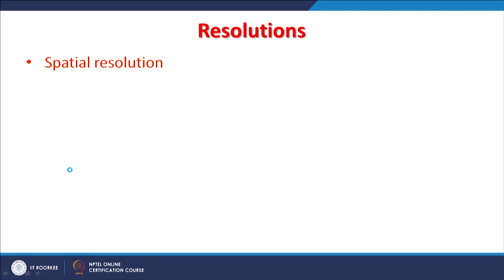Now, resolutions. There are 4 types of resolutions which we discuss in remote sensing. So, first we take spatial resolution. Spatial resolution is the ability to distinguish closely spaced objects on an image.